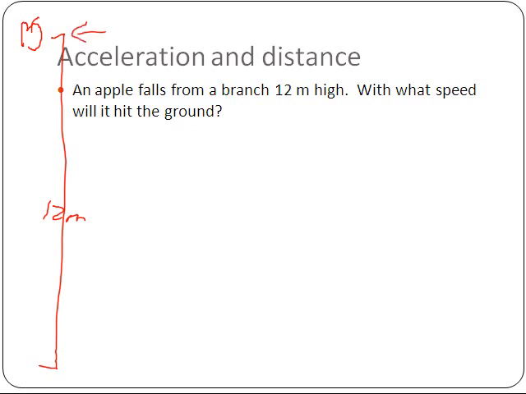I could call this distance 0, or I could call it 12. Same thing with here. If I call the distance up top 0, that bottom distance has to be negative 12. What it ends at, my final distance, would be negative 12.